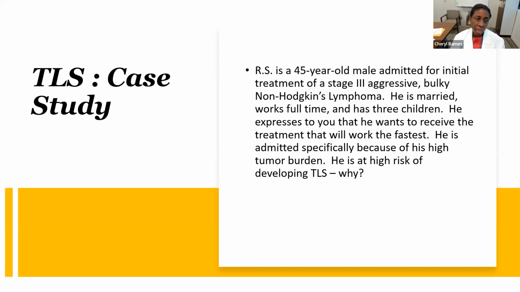And this is just a small synopsis of a case. RS is a 45-year-old male admitted for initial treatment of stage 3 aggressive bulky non-Hodgkin's lymphoma. He's married, works full-time, and has 3 children. He expresses to you that he wants to receive the treatment that will work the fastest. He's admitted specifically because of his high tumor volume. He's at high risk for developing tumor lysis.